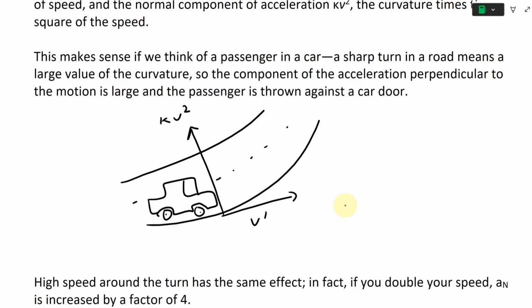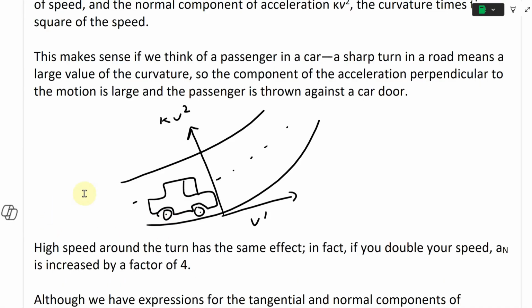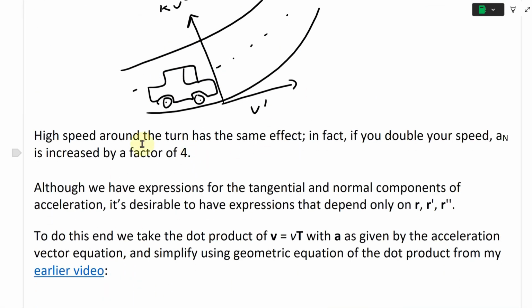So as you're getting closer in here, you're going to be thrown all the way to the right. That's because when you're going in a straight line, the curvature is 0, so in other words, the normal acceleration is 0. Then right when you start turning, the acceleration is going to be huge. Anyways, I just wanted to draw that out. And again, when you do a sharp turn, the passenger gets thrown against the car door.